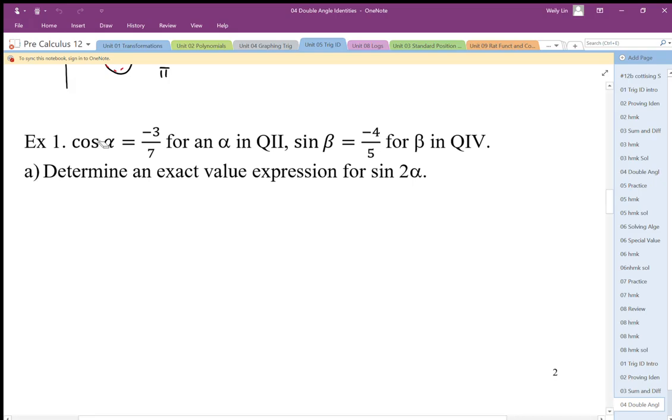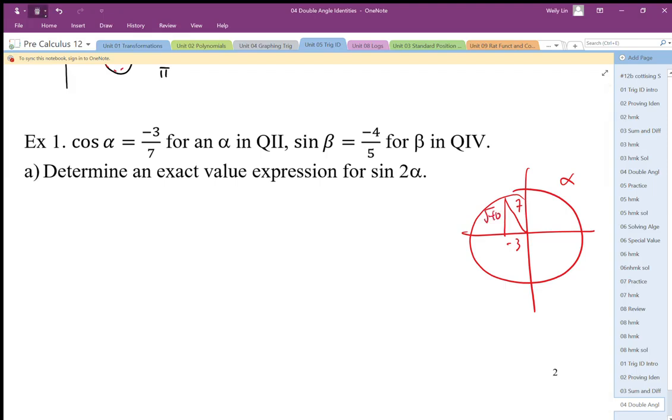We're given an angle alpha and an angle beta, described in ratio form. So we need to make sure that we have a picture for those. I'm going to draw alpha, and it's in quadrant 2. It says that it's negative 3/7. So using Pythagoras, I'm going to get root 40 here.